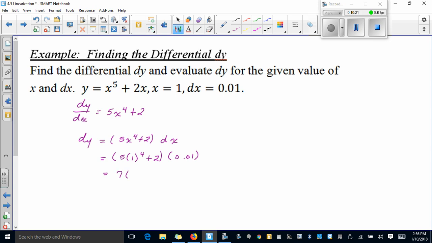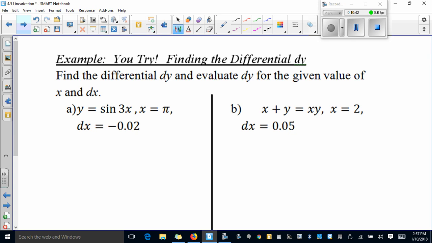Okay, so a couple more problems to try. Get a trig one in there, get one with implicit differentiation in there so you can get it all done. Find the differential dy and evaluate dy for the given value of x and dx. So y equals sine of 3x, so dy dx is equal to 3 cosine of 3x. And if I move the dx over, I get dy equals 3 cosine of 3x dx.